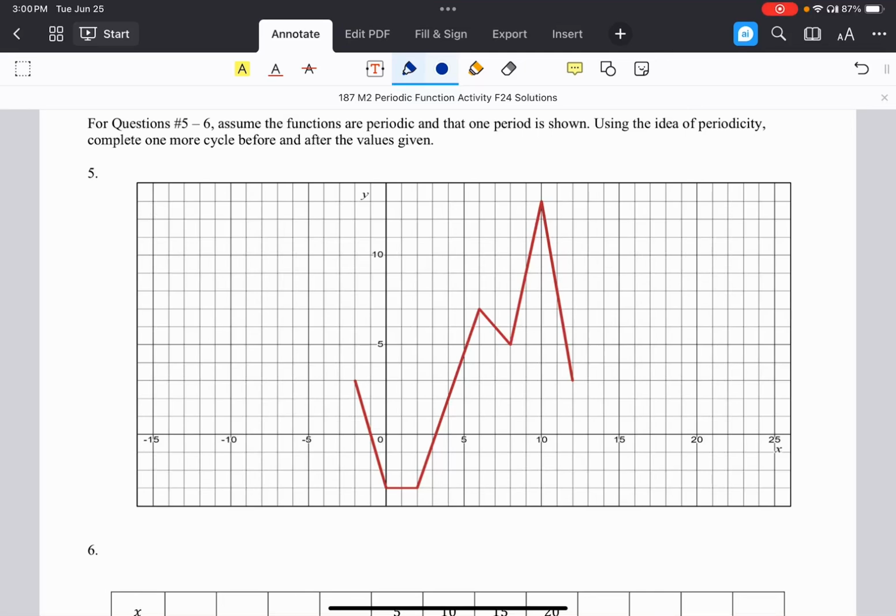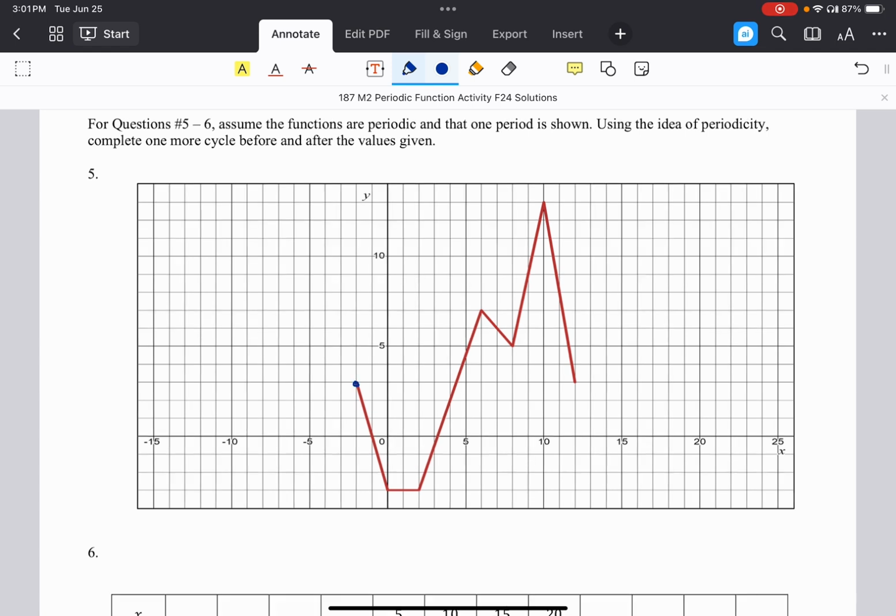This video is going to walk through both questions 5 and 6 from our periodic function activity because both of them are sort of doing the same thing. We're being given one period of a function, and then we're asked to continue the pattern using this idea of, well, periods repeat. And so for me, what I like to do is think of my period in different noticeable chunks when it comes to the graph.